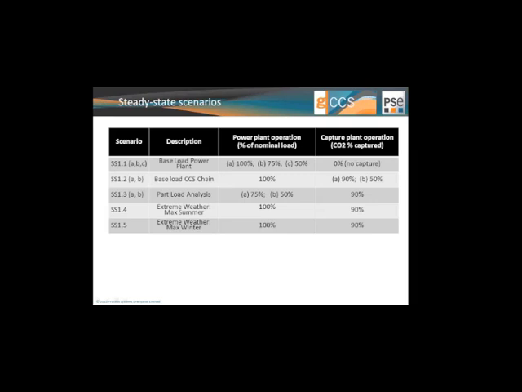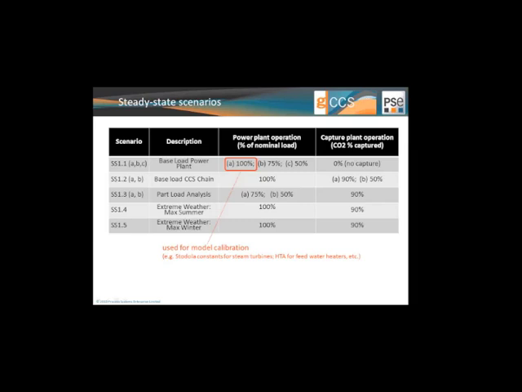Then we moved on to set the base load of the CCS chain. That included basically 2 cases. So 100% of nominal load, we looked at 90% and 50% capture. And then we looked into part load analysis where we captured 90% of CO2 but only at 75 and 50% load on the power plant. Finally, we also wanted to look into the impact of extreme weather, and we looked at a summer and a winter case.